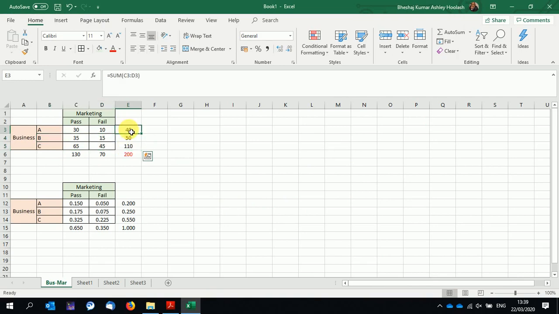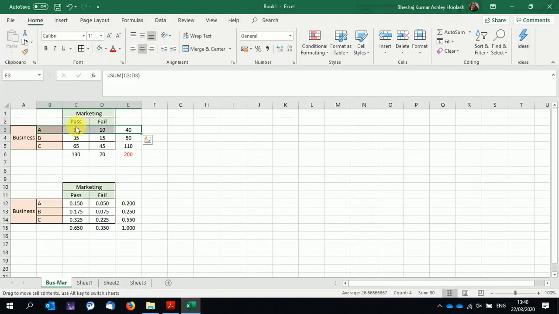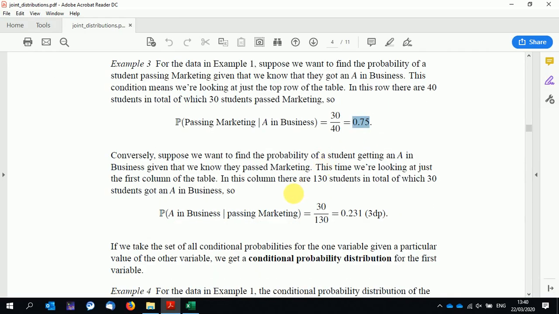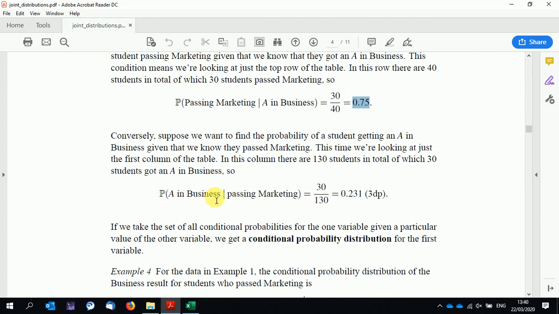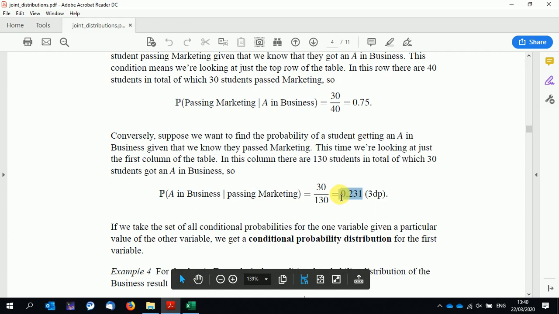So from the pool of students who got A, find the probability that they've passed marketing. So the answer should be 30 divided by 40, and hence there you go. Similarly, for the probability of A in business given passing marketing, the condition is passing marketing. So these are the ones who pass marketing, how many of which got A in business, so that's 30 divided by 130, and hence here.